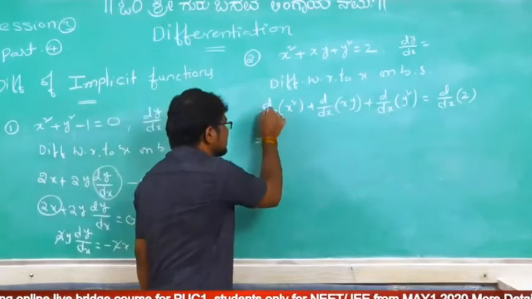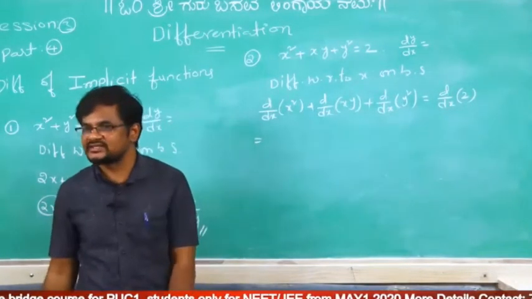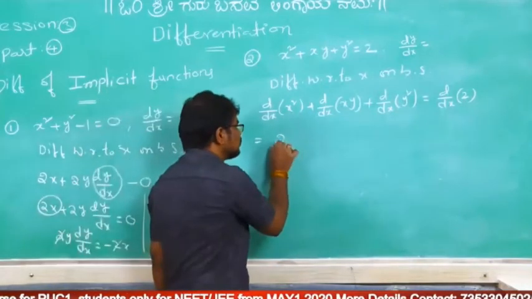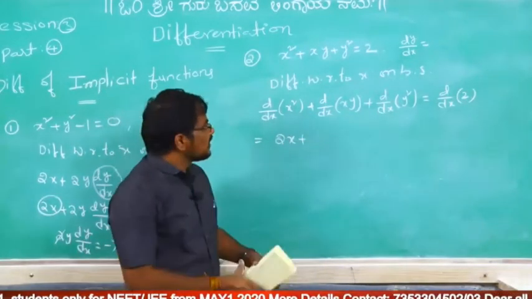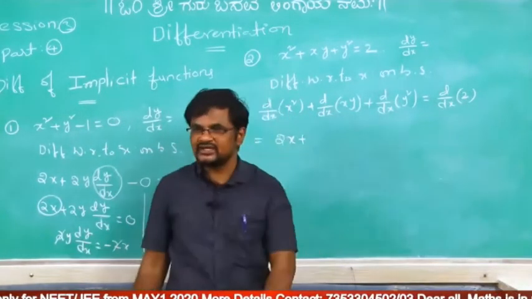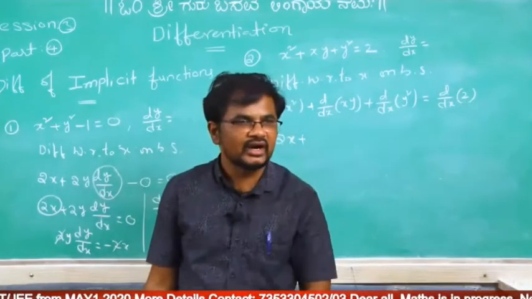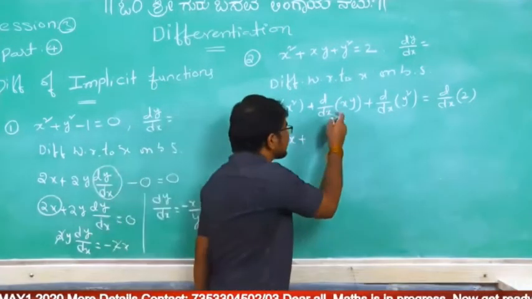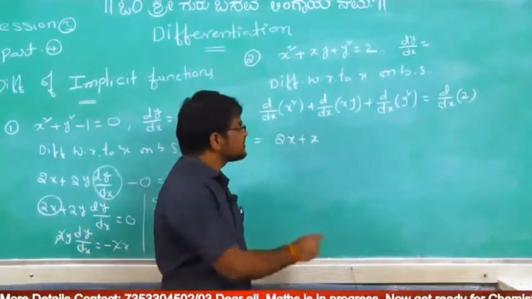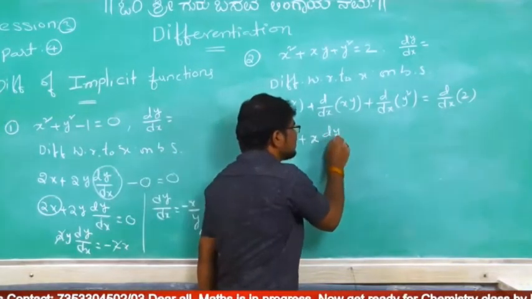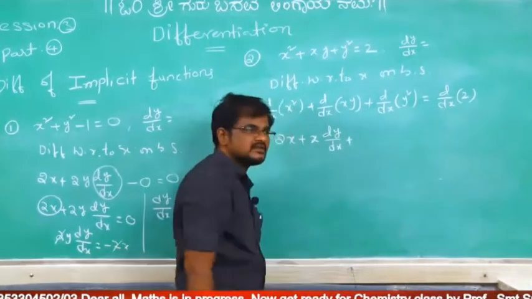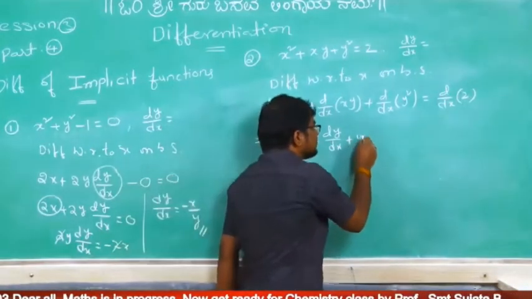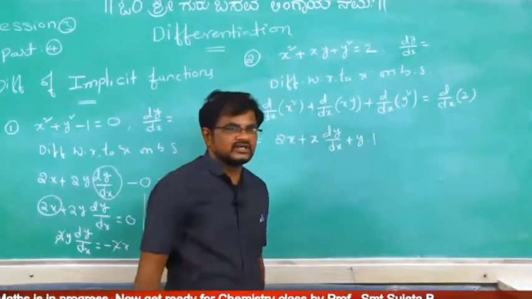Now differentiation of x square with respect to x is 2x plus. Now here what we have to do, as in the previous problem we did, the UV formula, product rule. x into differentiation of y is dy by dx, plus y into differentiation of x is what? 1. Shall I write directly?